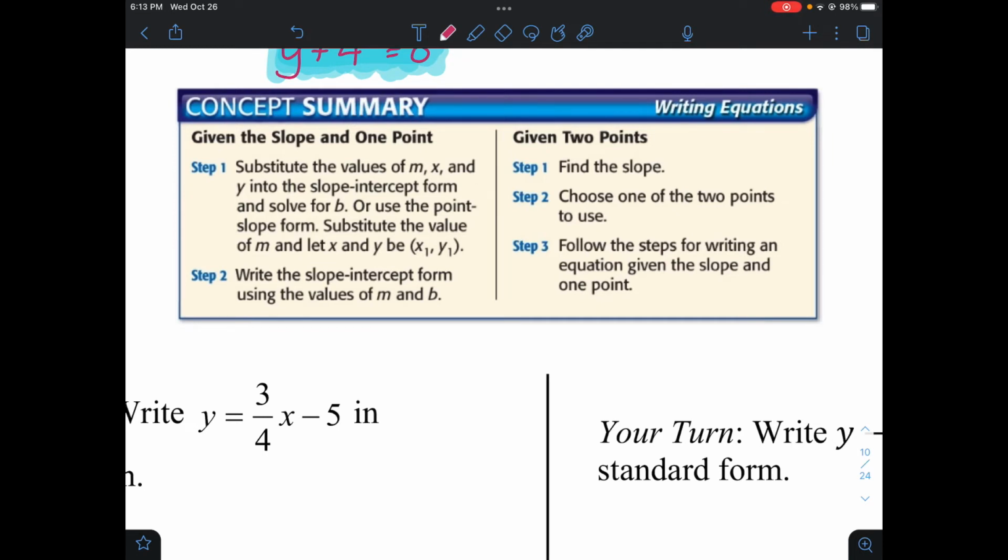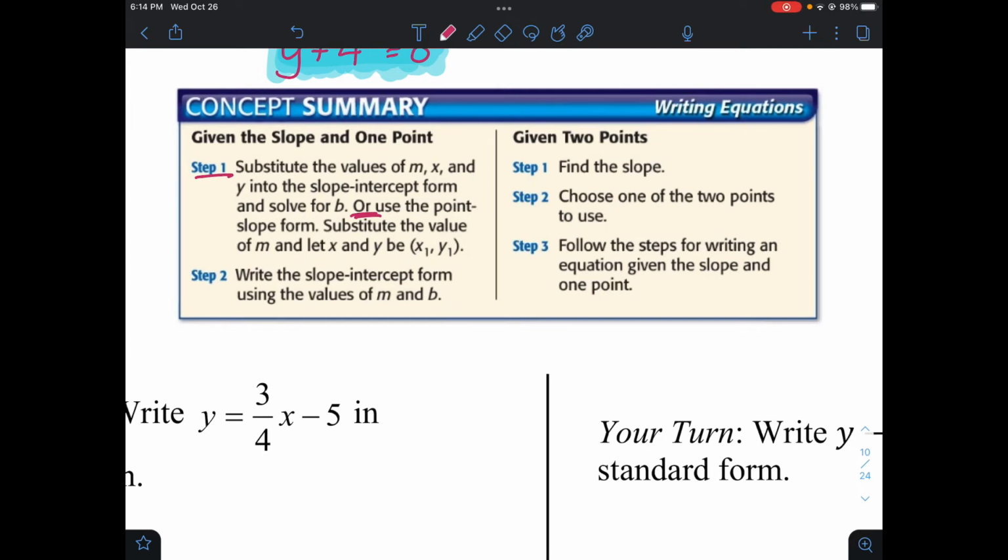So if you are given the slope and 1 point, it is generally easier to use slope-intercept form or point-slope form and then rewrite it as slope-intercept form. So it says for step 1, substitute the values of m, x, and y into slope-intercept form and solve for b. Or you may use point-slope form where you just substitute the value of m and let x and y be x1, y1. Step 2, you would write the slope-intercept form using the values of m and b. So you would just go through and simplify it.